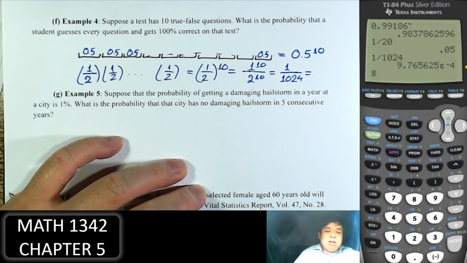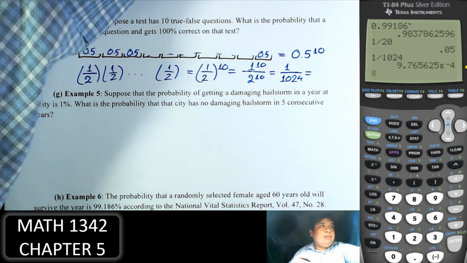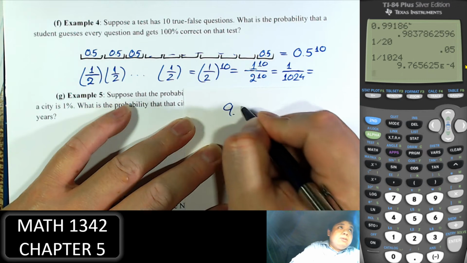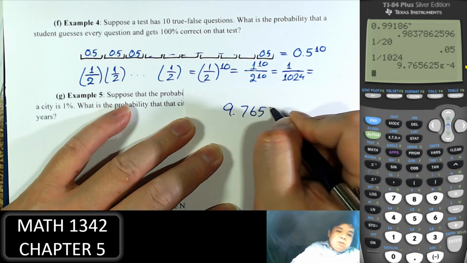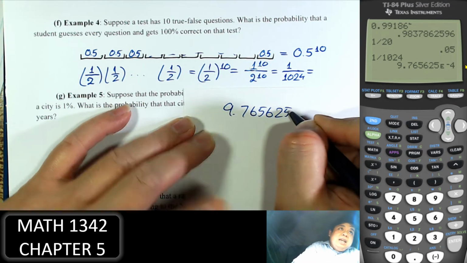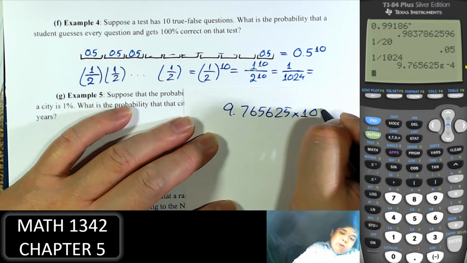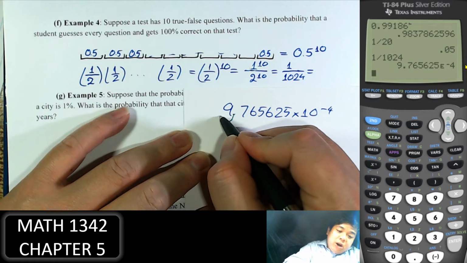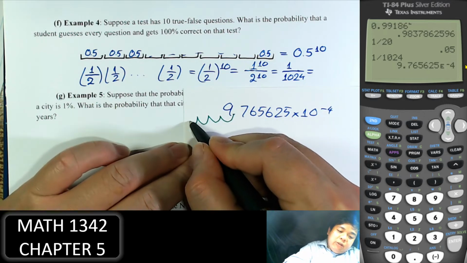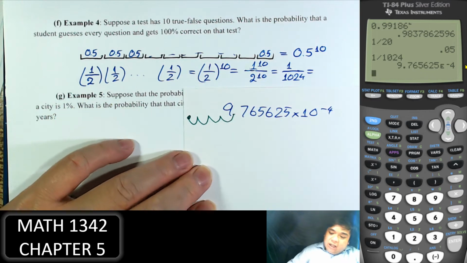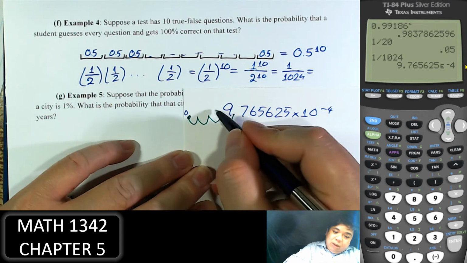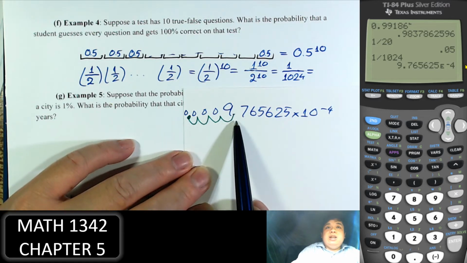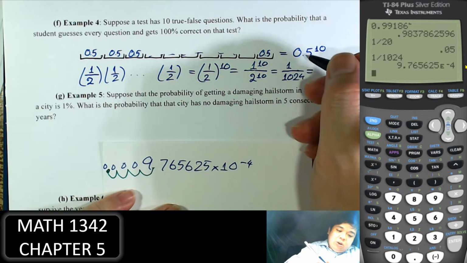But this number, what does that mean? That E means times 10 to the negative 4. So if we want to get rid of that, we move 4 places to the left. 1, 2, 3, and 4. The decimal will be there. And then we have to fill in the 0s. So that would be 0.0000976.